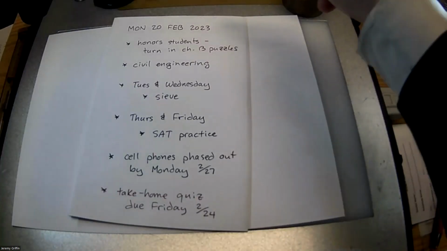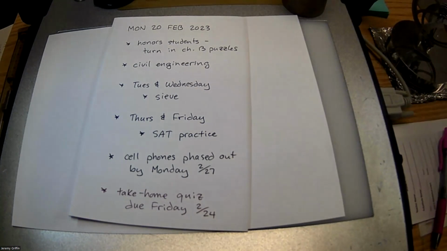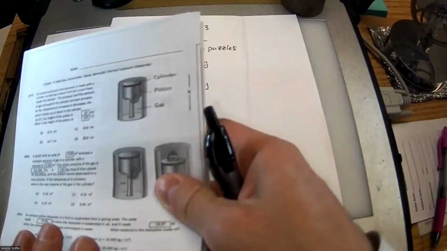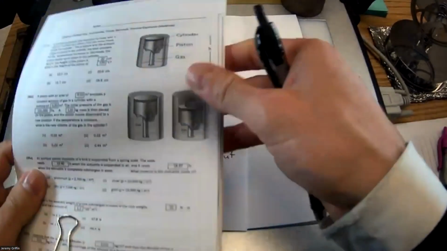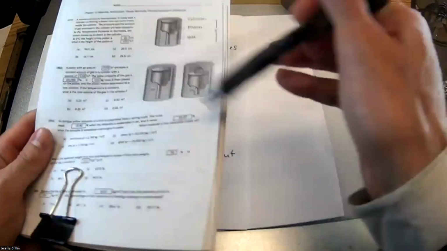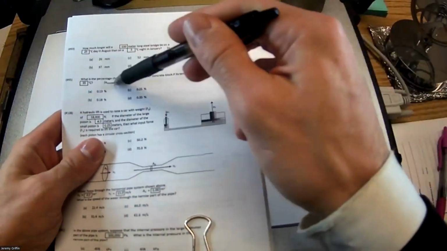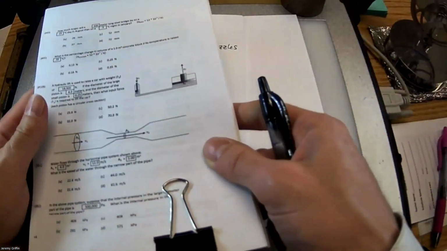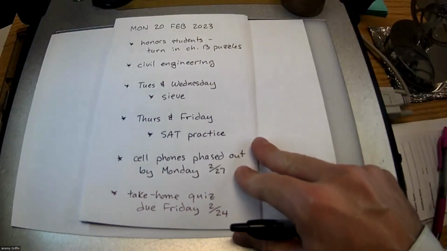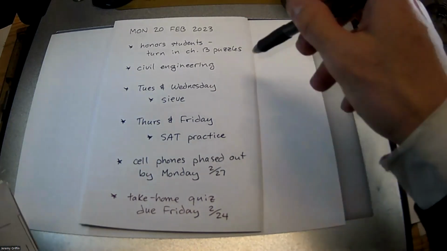It's Monday, February 20th. So my honors classes, you are turning in this page here. This is chapter 13 puzzles. Now you know there were a couple of problems that we did not do in class, number 80 and also number 95. Don't worry about those. If you had a fun challenge doing them otherwise, that's cool, but I'm just going to grade the ones that we did do in class.